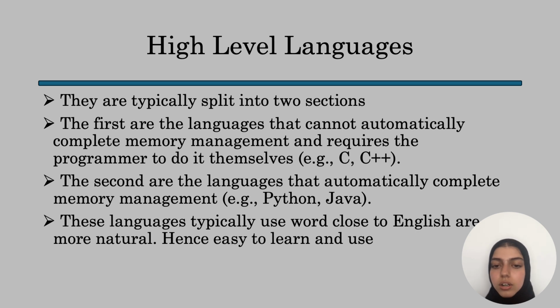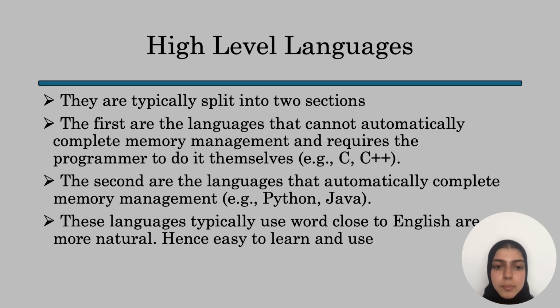The second are languages that automatically complete memory management, such as Python or Java. You have less customization with these when it comes to memory and hardware abilities, but it does it for you automatically, so it does save time and is less tedious. Also, those languages are much closer to English and are more natural for you to learn than C or C++ is, so they do come easier to people. C++ is kind of like C but with an add-on of abilities, which is why I personally like it a lot.